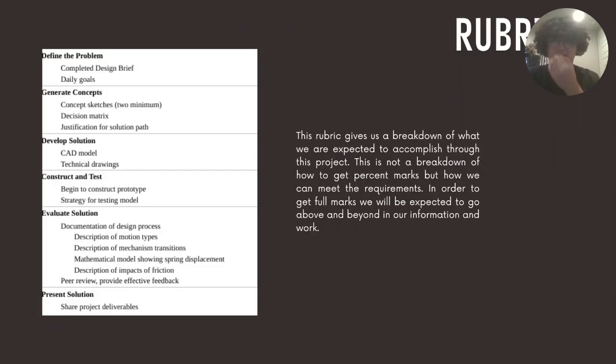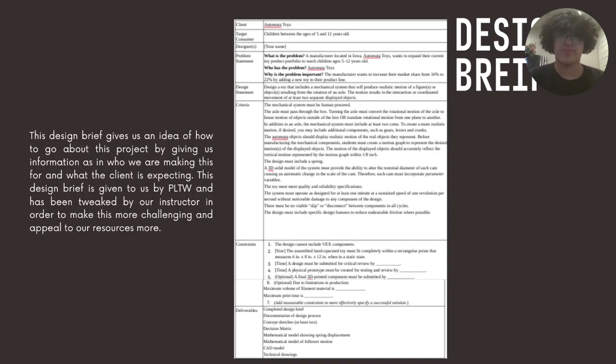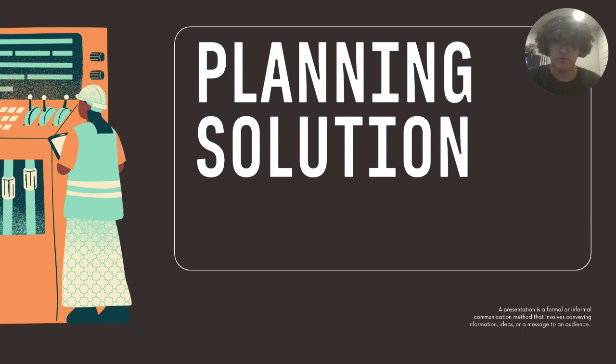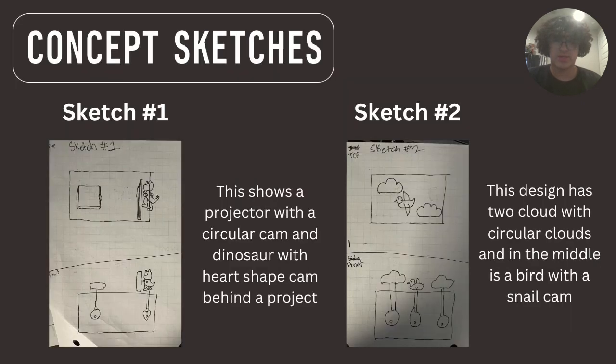Here's the rubric. This basically just breaks down what we will need to meet for each part of the slides that we will be presenting. And here's the design brief. We got this from POTW, and it says what exact criteria we have to meet, what constraints there might be, how we might want to go by a certain pathway, and so on and so forth. Next, we have planning the solution.